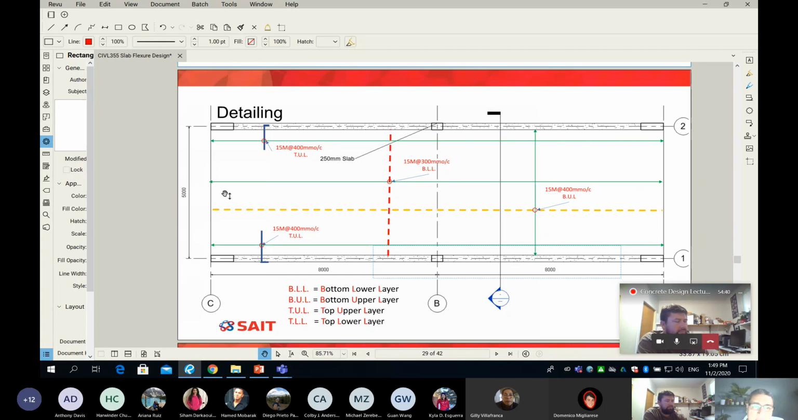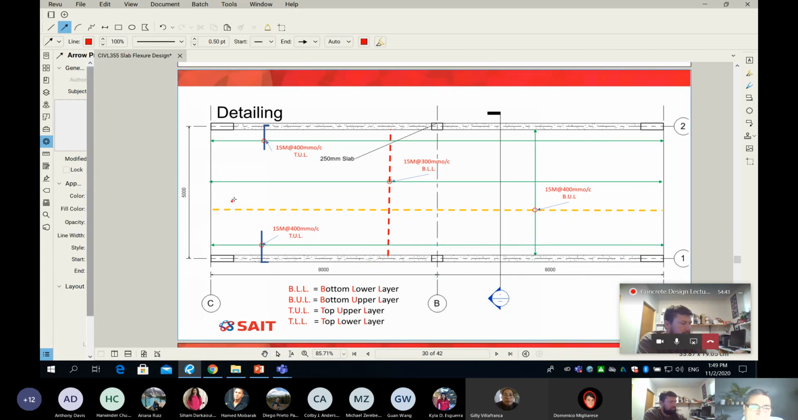Please look at the green line. I'm asking you to look at this green line right now. Do you see this green line? It is not a line, it is a dimension line. All dimension lines are green. This dimension line shows you, hey, apply this 15M at 300, and please look at the text: 15M at 300 millimeter on center. You apply it from where to where? You go from arrow to arrow. It means I'm going to apply this M at 300 from grid line C to grid line A. Are you following?